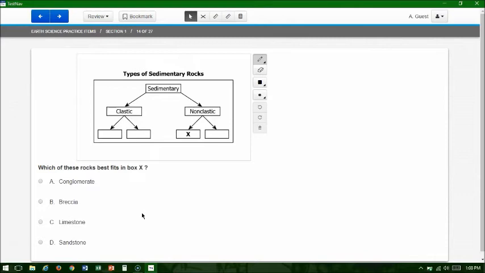Number 14 is about types of sedimentary rocks. Now there are 2 categories, clastic and non-clastic. Clastic rocks include rocks like conglomerate, breccia, sandstone, and shale. These are rocks that form by weathering processes that break down the rocks into pebbles or sand or clay-like particles. So that's from weathering. Non-clastic sedimentary rocks form typically from chemical reactions in the ocean, or it might be from evaporation, so precipitation or evaporation. Good examples of non-clastic sedimentary rocks are limestone, rock salt, and gypsum. So the correct answer in this case is C, limestone.